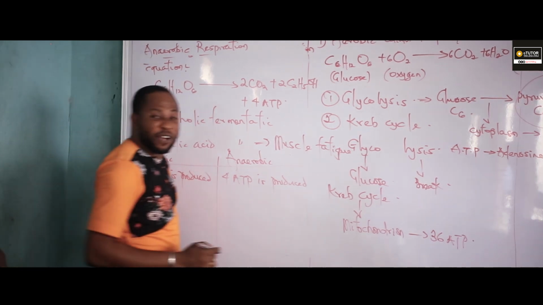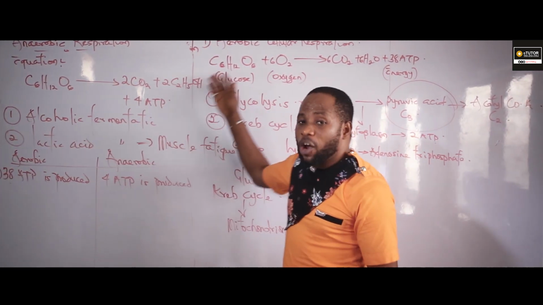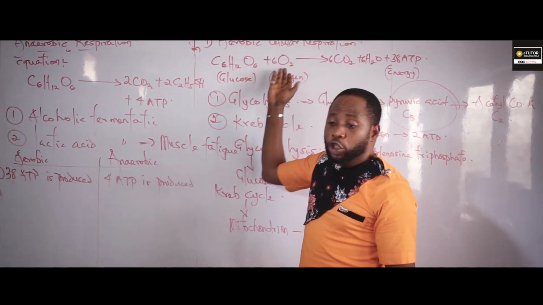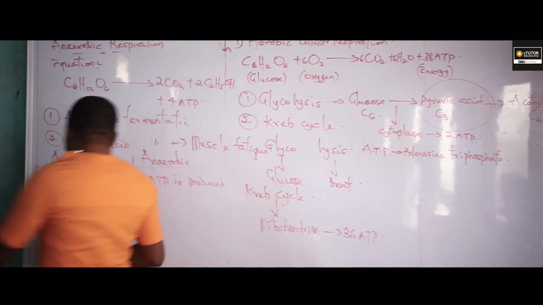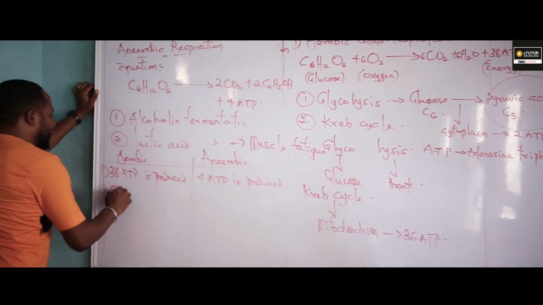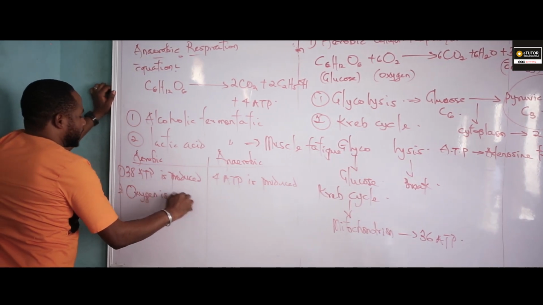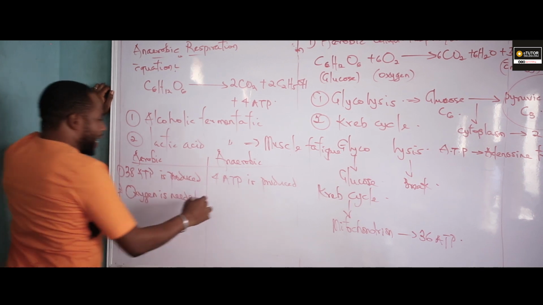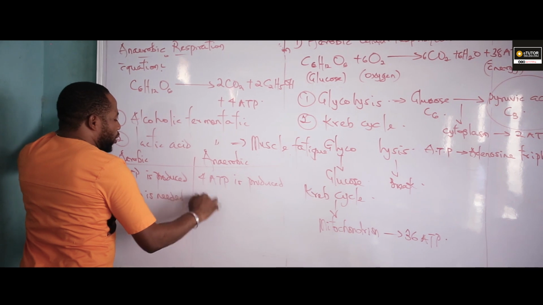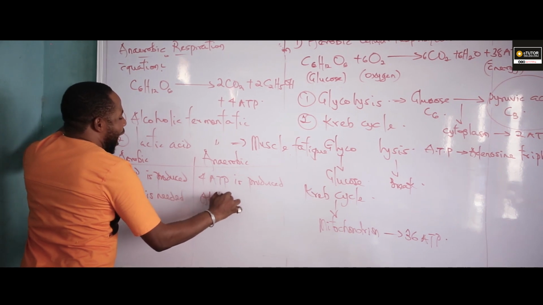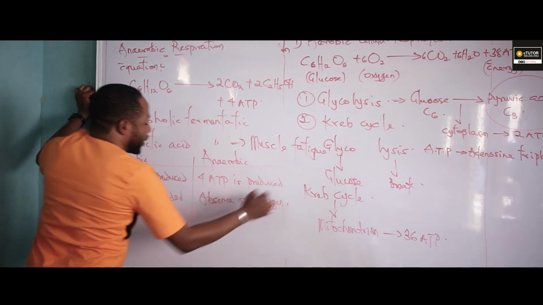Number 2, difference between aerobic and anaerobic. As I said the other time, aerobic respiration involves the use of oxygen. Oxygen is needed. Then here, anaerobic has absence of oxygen.